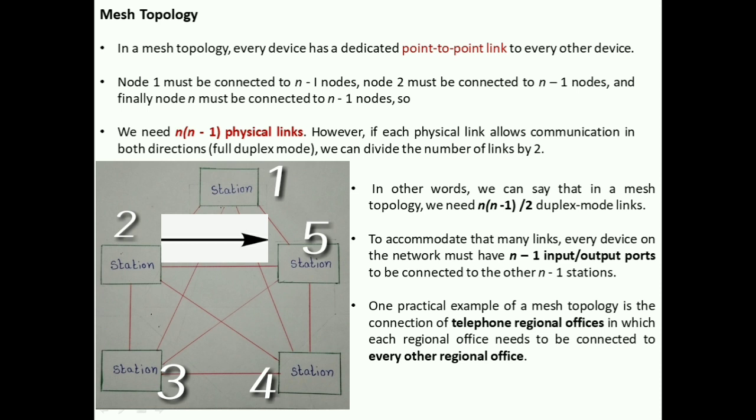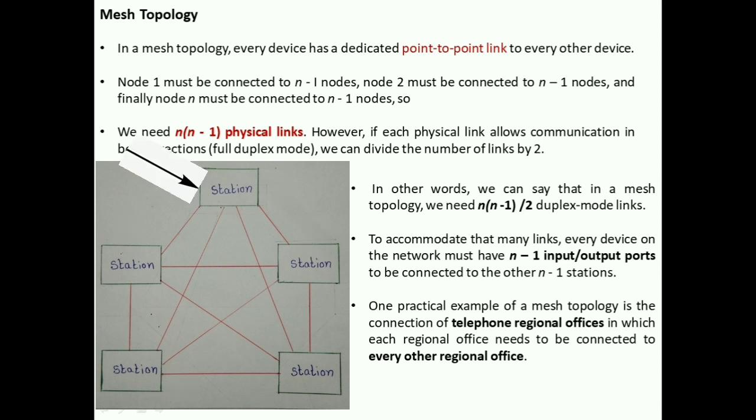Here we have 5 stations, so every node has links to n minus 1 stations; that is, this station has links to all the other 4 stations. The total number of nodes in the network is 5, and every node has a link to all the other nodes, which are 4, that is n minus 1, which is 5 minus 1 equal to 4. So there are n nodes.